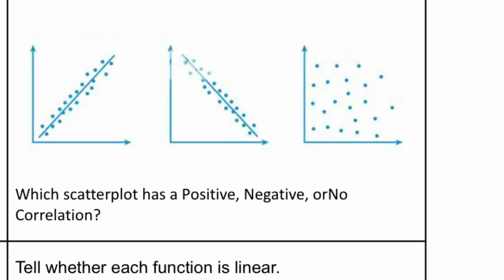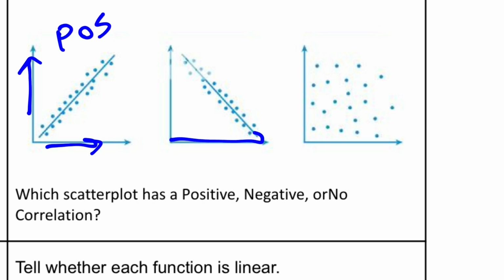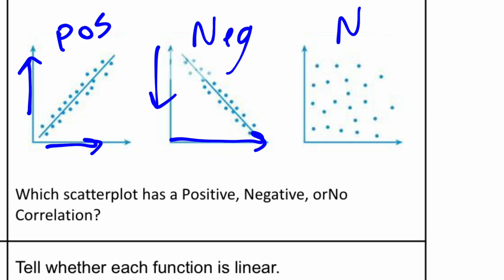Next up, let's talk correlation. If, on average, as the x goes up, the y also goes up, we call that a positive correlation. As the x increases, if the y decreases, we call that a negative correlation. And it's possible that there's no pattern at all, and we can just say no correlation.